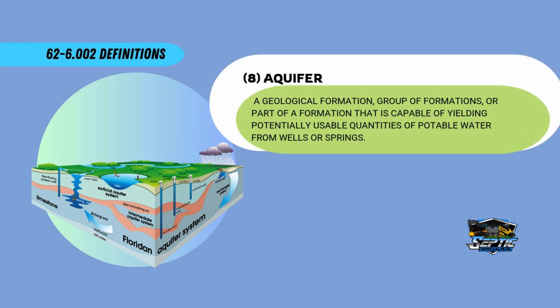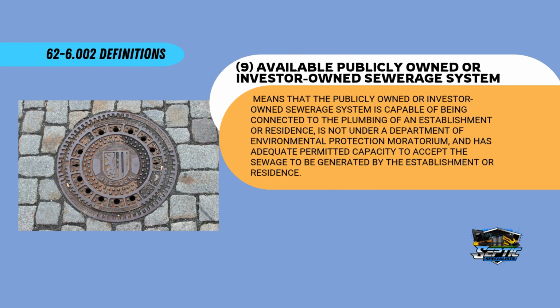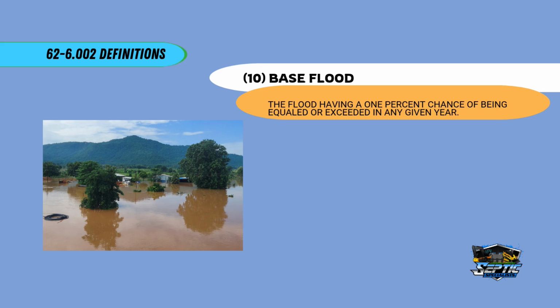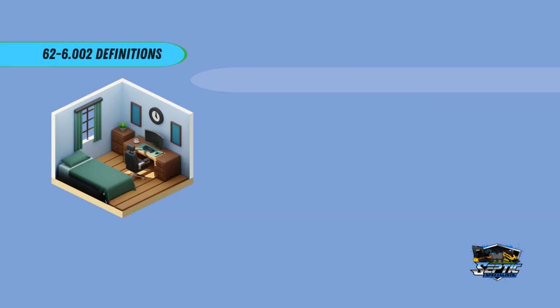Aquifer, a geological formation, group of formations, or part of a formation that is capable of yielding potentially usable quantities of potable water from wells or springs. Available publicly owned or investor-owned sewerage system means that the publicly owned or investor-owned sewerage system is capable of being connected to the plumbing of an establishment or residence, is not under a Department of Environmental Protection moratorium, and has adequate permitted capacity to accept the sewage to be generated by the establishment or residence. Base flood, the flood having a 1% chance of being equaled or exceeded in any given year.